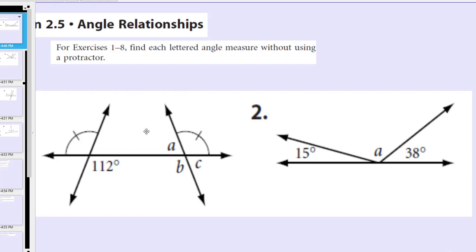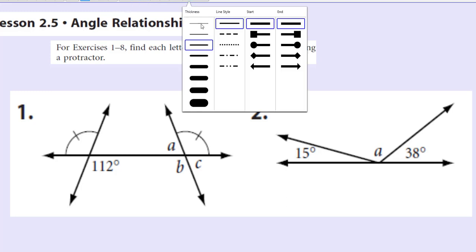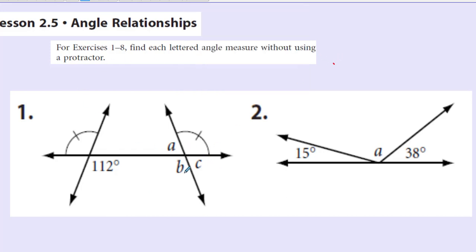Okay, what we want to do is to go over these problems, angle relationships. So we're going to review some stuff to do with angles, like linear pairs, vertical angles, and stuff like that. So let's look at these first two here. It says find each lettered angle measure without using a protractor.